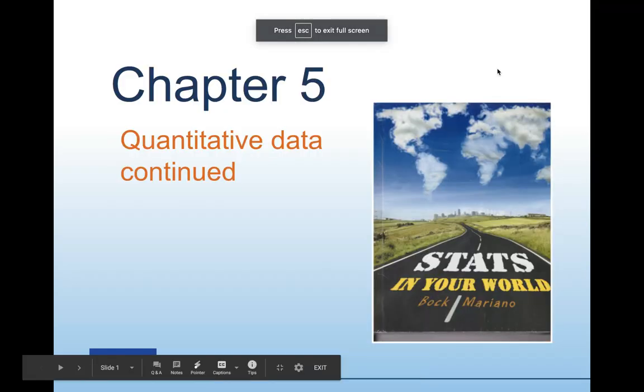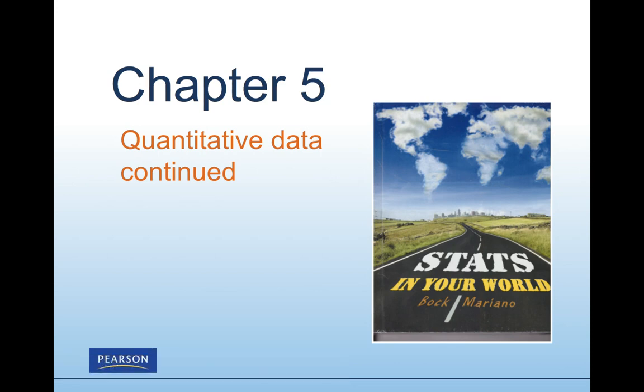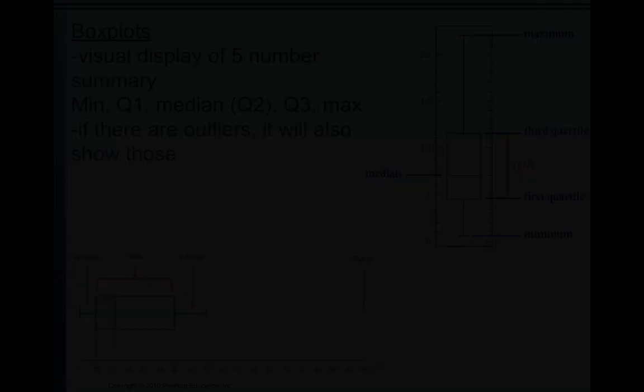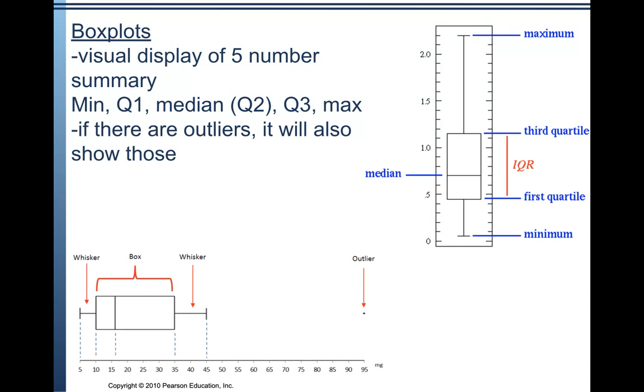All right, we are moving on to the last part of this first unit, chapter 5, which is a continuation of quantitative data that is measured. So, the one visual display of quantitative data that we did not talk about in the last chapter was a box plot, sometimes also known as a box and whisker plot.